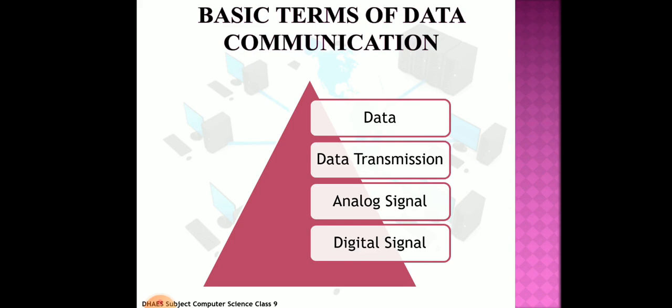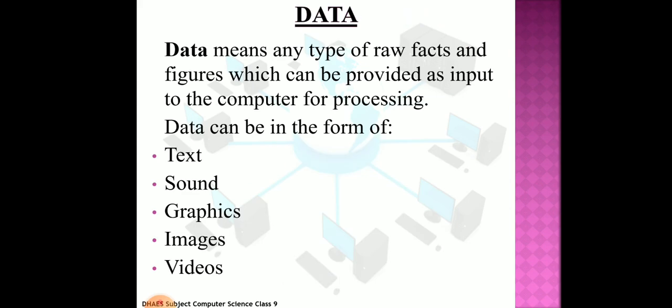There are four basic terms of data communication. Number 1, data. Number 2, data transmission. Number 3, analog signal. Number 4, digital signal. Data. Raw facts and figures given as input to computer is known as data. Data can include text, sound, graphics, images, and videos.